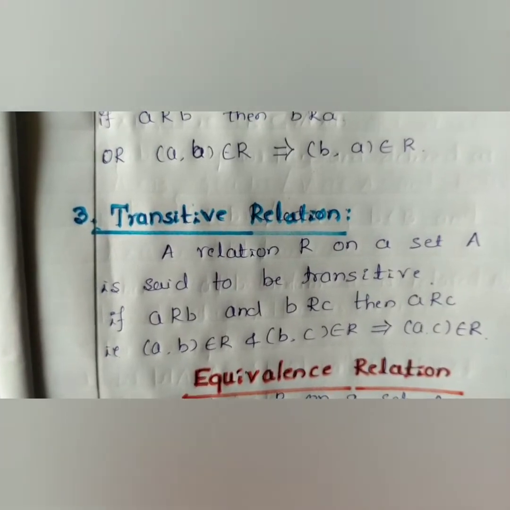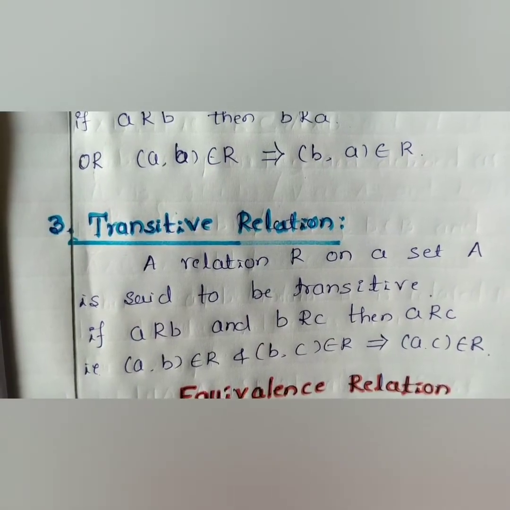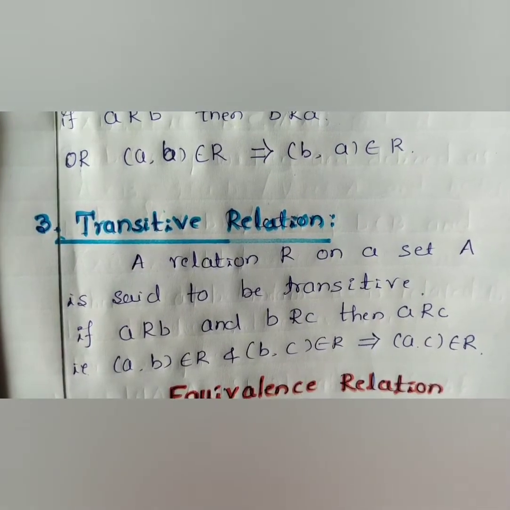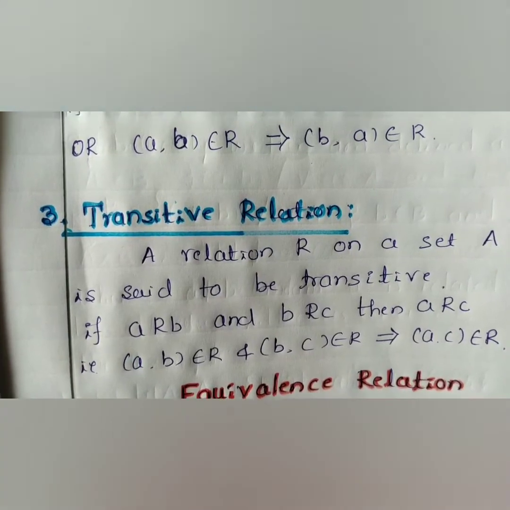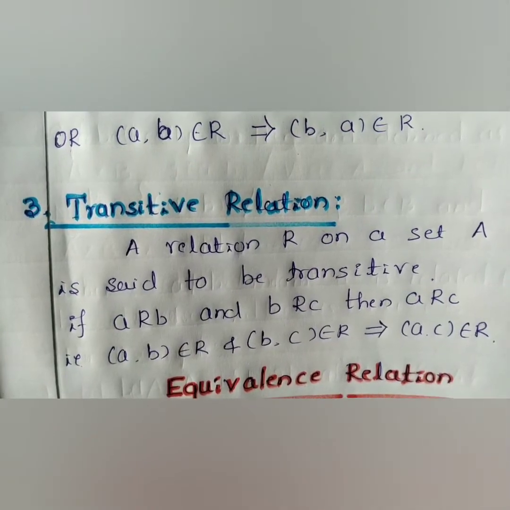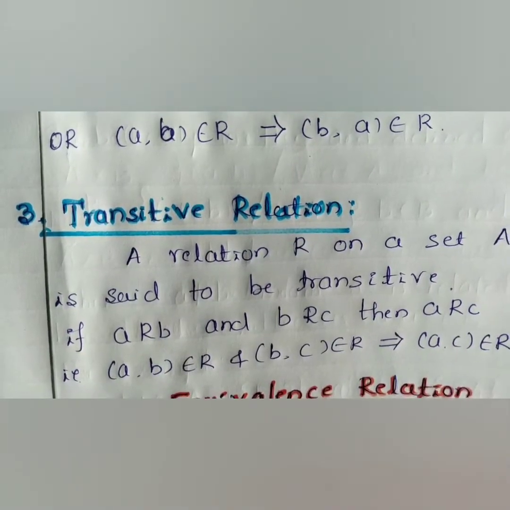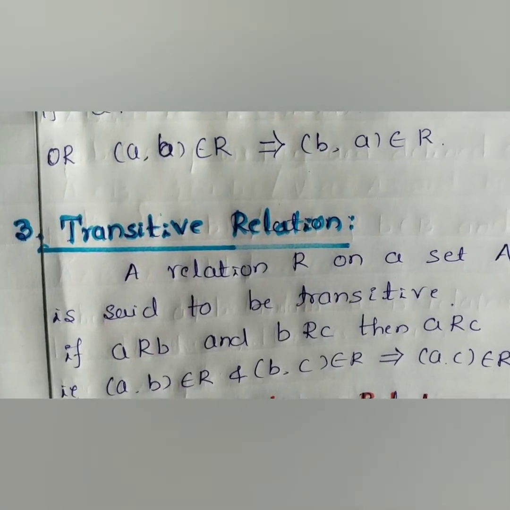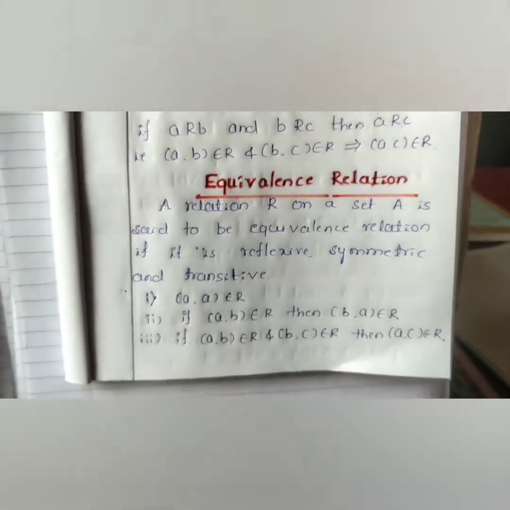Next, let us go to the transitive relation. What do you mean by the transitive relation? Take the definition. A relation R on a set A is said to be transitive if ARB and BRC, then ARC. Or we can say the pair (A, B) belongs to R and the pair (B, C) belongs to R implies the pair (A, C) also belongs to R. That means it is called transitive. This is the triangular relation. So for example, A is a friend of B, B is a friend of C, then immediately A is a friend of C. Such a relation is called the transitive relation.